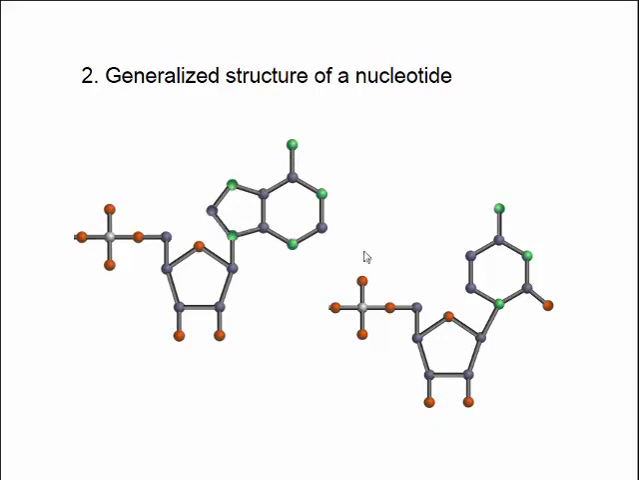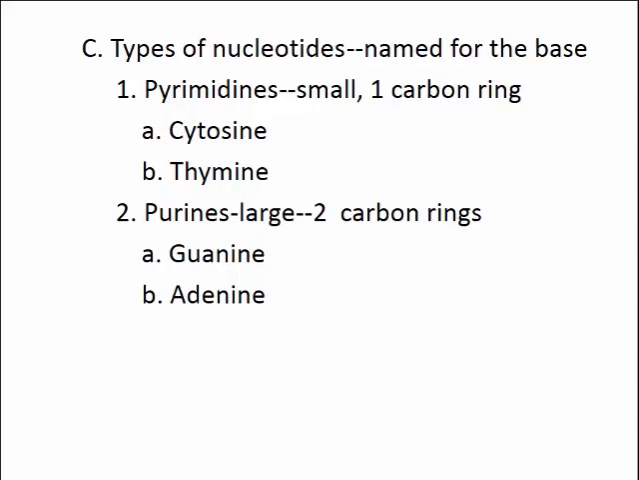And here is the other kind of nucleotide, again a phosphate attached to the 5' carbon of the pentose sugar, but the other kind of nitrogen base has only a single carbon ring. So our 2 types of nucleotides are named for those bases. The pyrimidines have the smaller single ring of carbon. These are cytosine and thymine in DNA. In RNA we find uracil instead of thymine. The larger 2 carbon ring nitrogen bases are the purines, guanine and adenine.